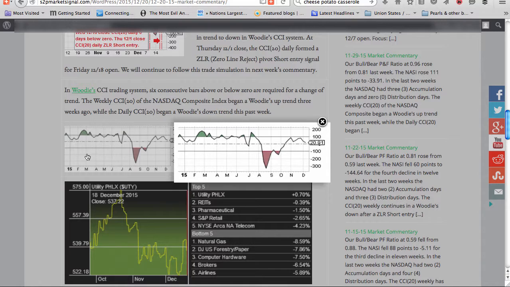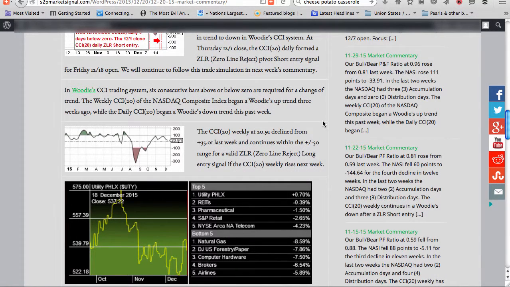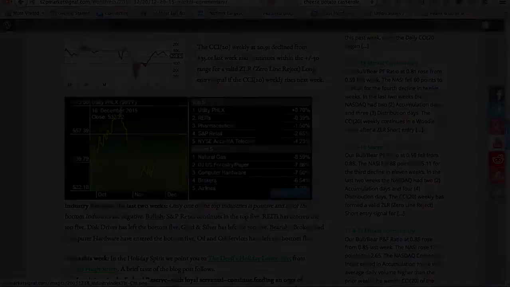The CCI 20 weekly at 20.91 declined from positive 35.01 last week and continues within the plus or minus 50 range for a valid zero-line reject long entry signal if the CCI 20 weekly rises next week.